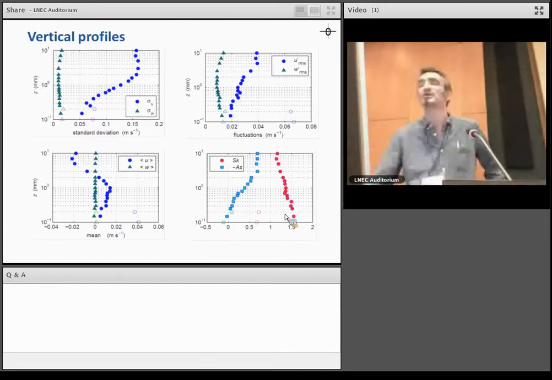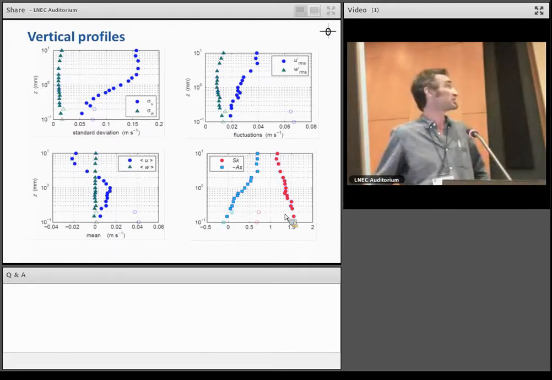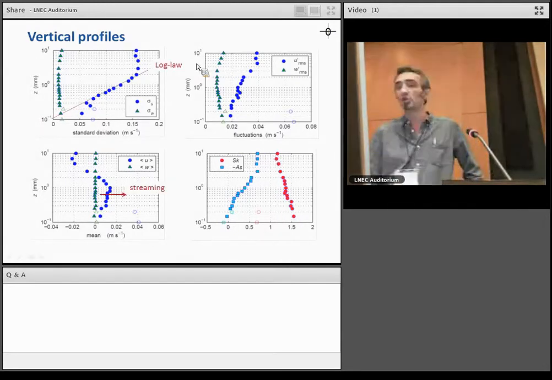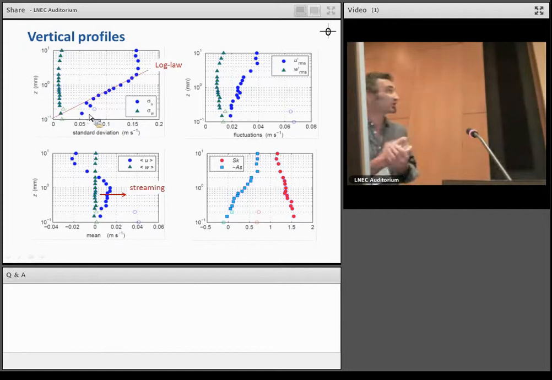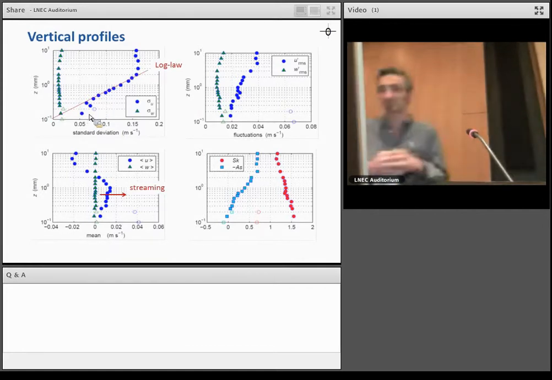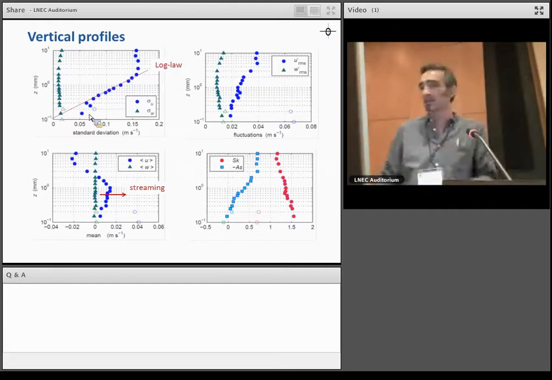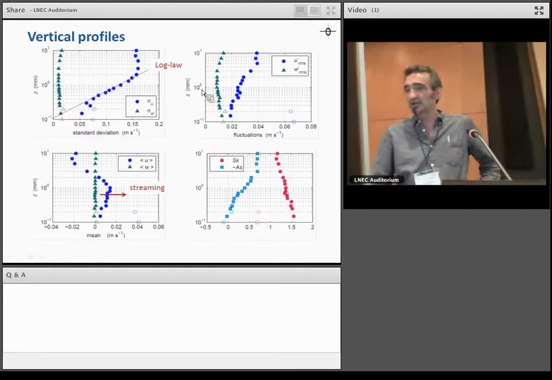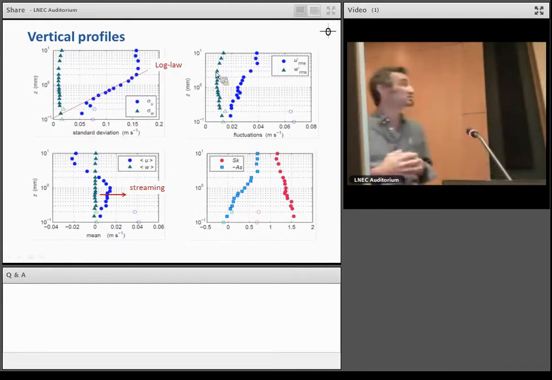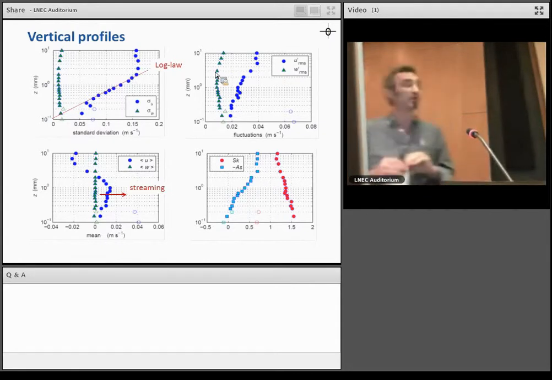bed. We have also the mean velocities on the left, where we can point out this boundary layer streaming in the very first millimeter above the bed. Finally, on the right, the skewness and the asymmetry I talked about before. You may note that for the asymmetric waves, the asymmetry tends to decay towards zero at the bed, while the skewness is in fact increasing towards the bed.